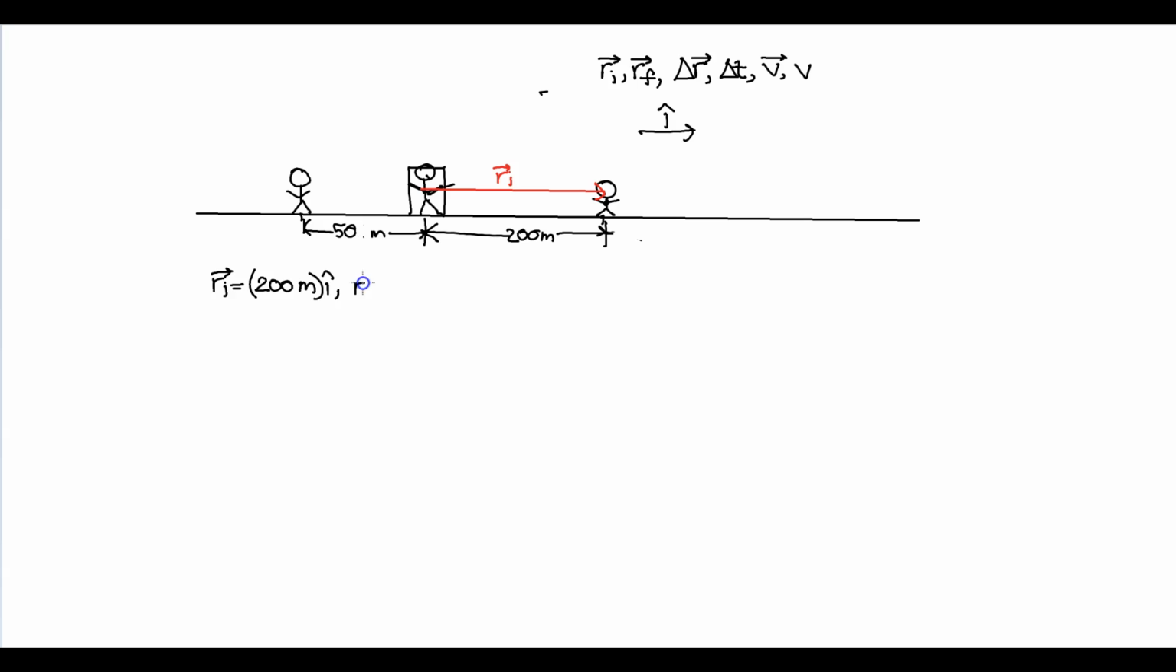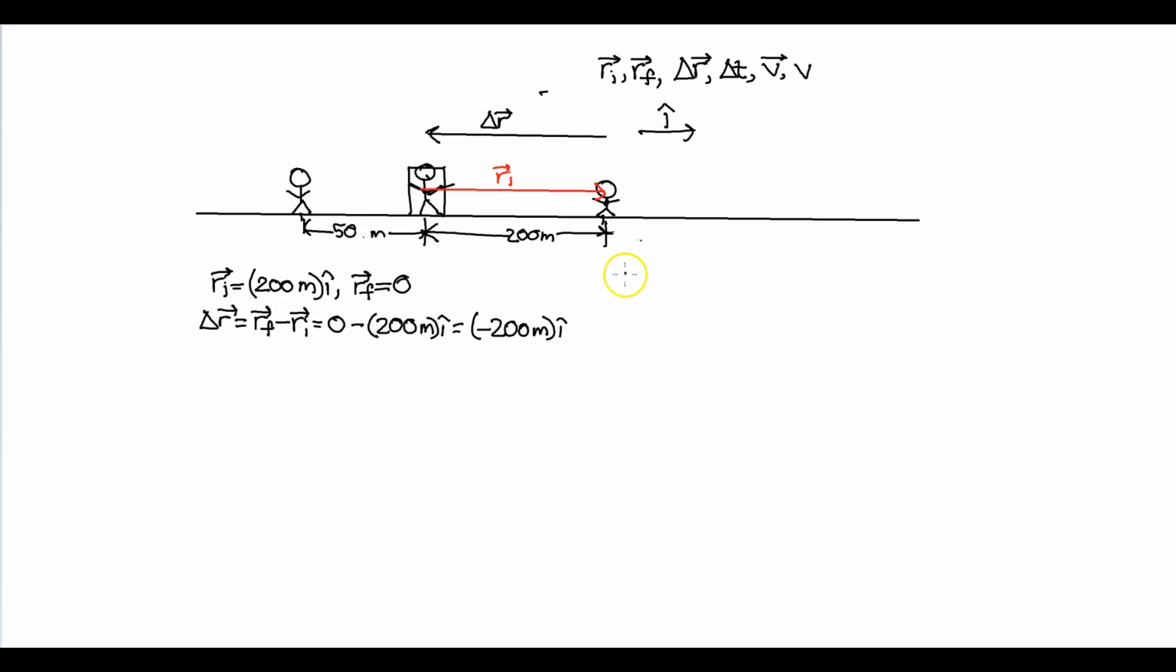Your final position, well, you end up finally at the reference point, so it is 0. Now the change in position is equal to r_f minus r_i. So that is equal to 0 minus 200 meters i, so that's negative 200 meters in the i direction. Your total change in position was this way.